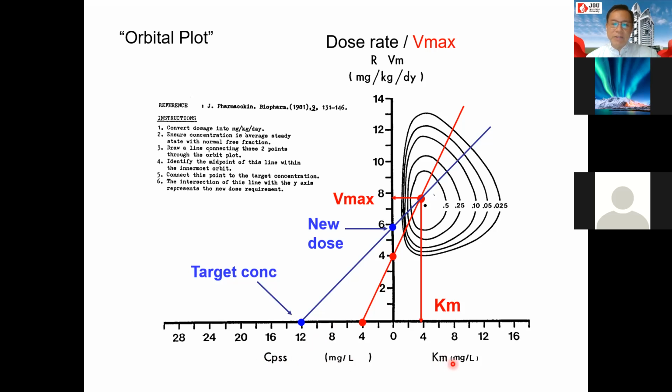Then this one is the Css. When we do the concentration, you get 4 milligram per liter, so you put 4. So 4 and 4, it just happened to be 4 and 4, but it can be a different value. Then you connect this with a ruler, and you get into here and here. Because the inner circle is the 95% confidence, it will be around here.